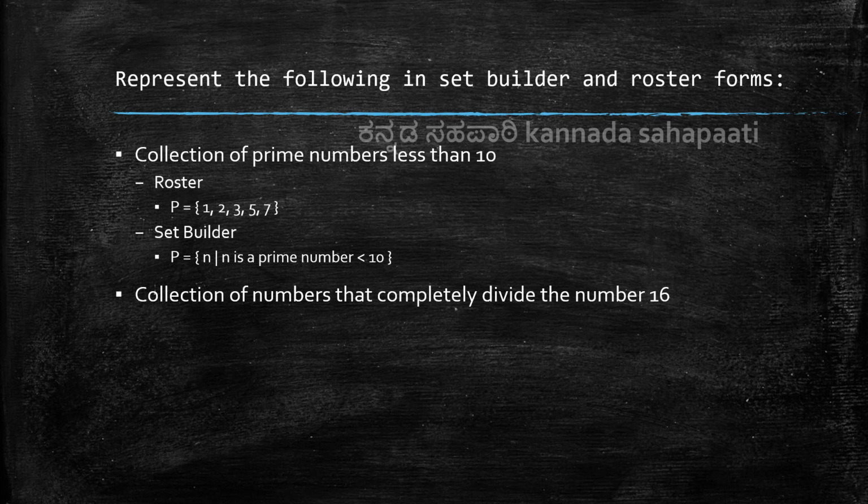Collection of numbers that completely divide the number 16. The numbers which completely divide the number 16 are 1, 2, 4, 8, 16. Therefore, in roster form, we will write it as F = {1, 2, 4, 8, 16}. In set builder form, we write it as F = {f such that f is a factor of 16}.